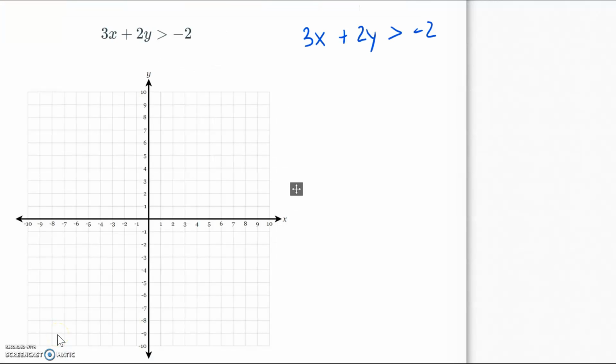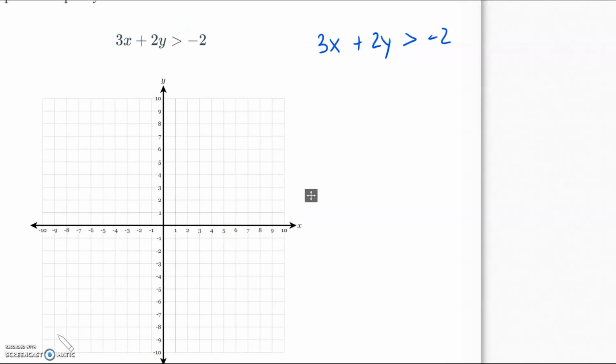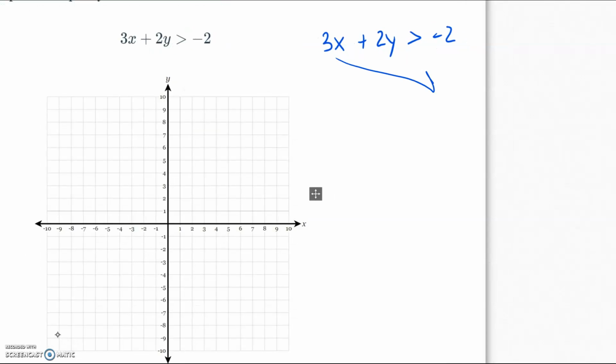We're trying to get y by itself. So my first move is to move the 3x to the other side. If we move something across the inequality symbol, just like an equal sign, you just switch the sign of it. So I've got 2y is greater than, when I move the 3x across my inequality symbol, it is now a negative 3x. And I bring down my negative 2.